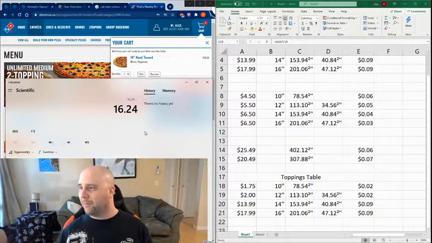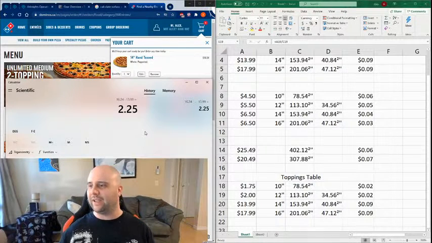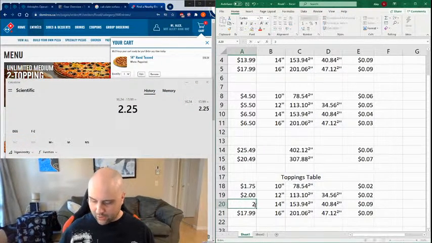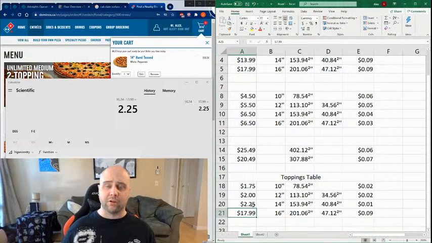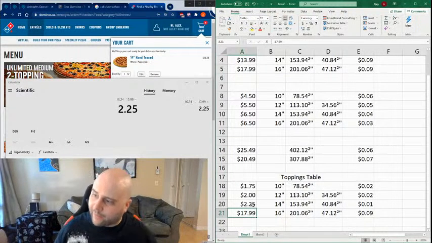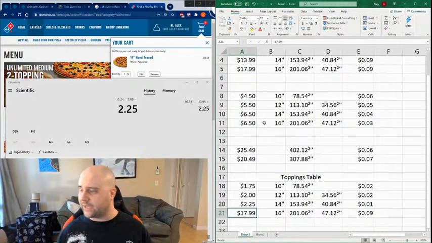16.24 minus 13.99 is $2.25. If you had that one on your bingo card, it was in the middle. It was the free square. All right. Next up, $17.99.